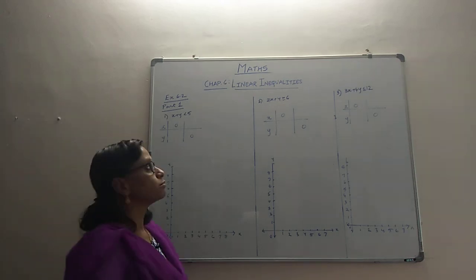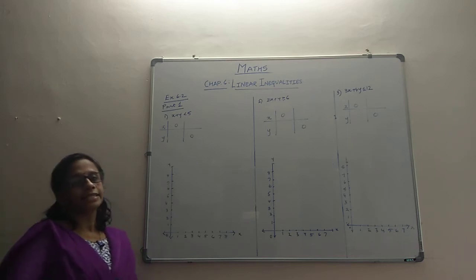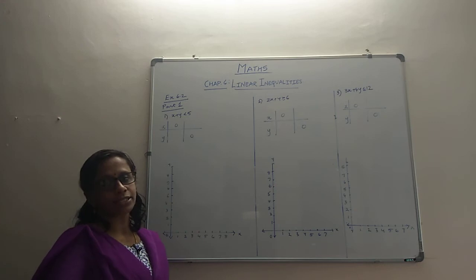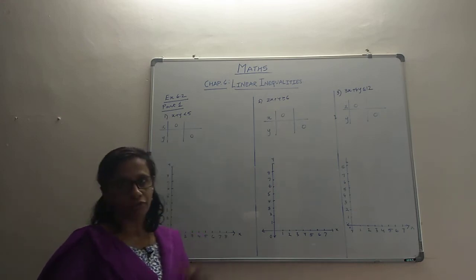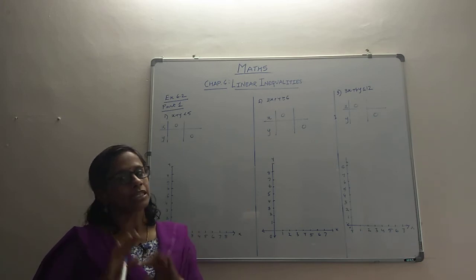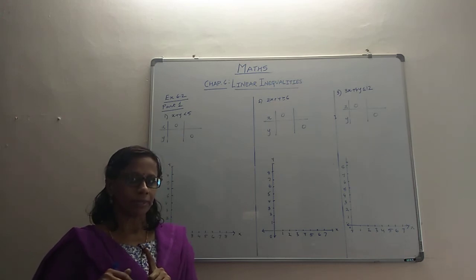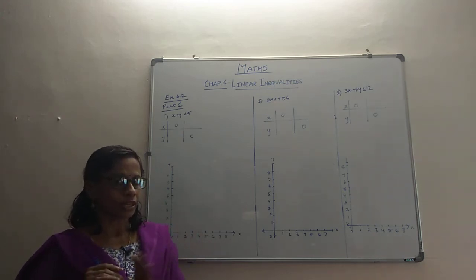Hello folks, we come to exercise 6.2, and this is part 1. In this exercise they ask us to find out the region of solution for the inequality that they give us. The main difference between this exercise and the previous exercise is that in the previous exercise we had only one variable and we had inequations based on that one variable.